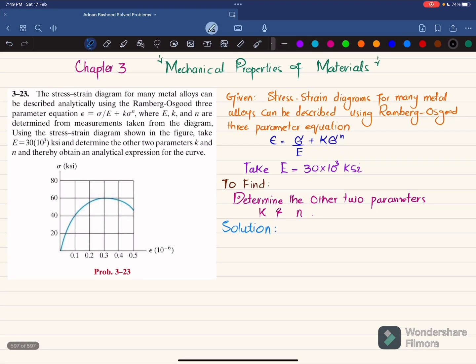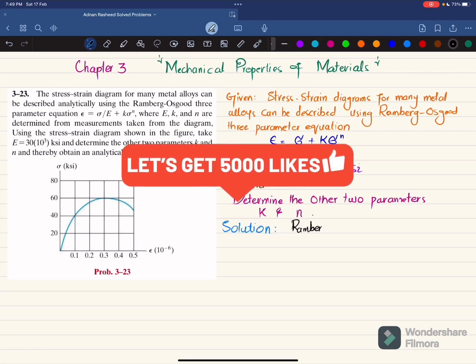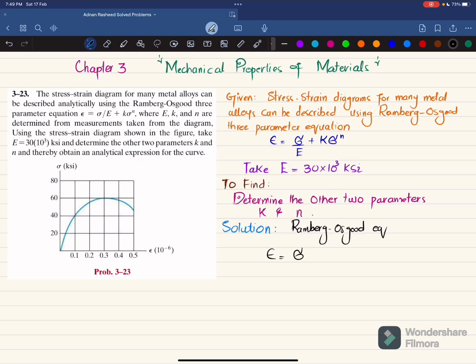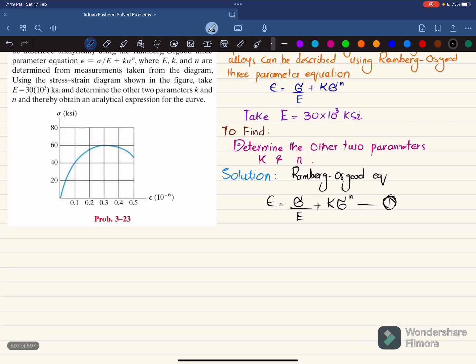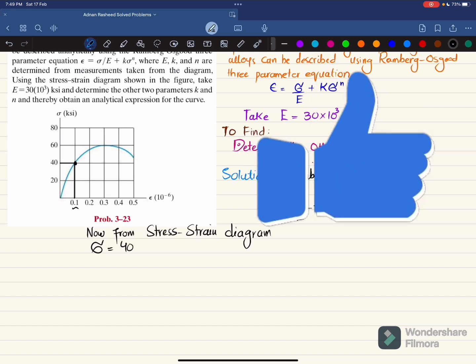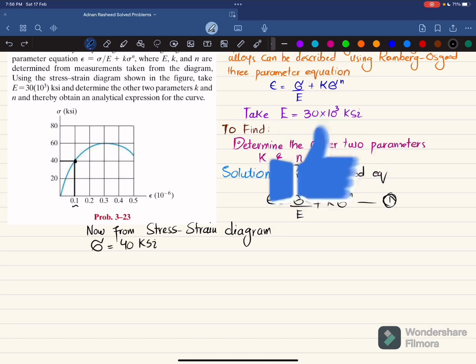So as per Ramberg-Osgood equation, we have strain is equal to stress divided by modulus of elasticity plus K into stress power N. This is your equation number 1. Clear? Now from the stress strain diagram, we will calculate the stress and strain. So you can see here, this is stress, which is 40. So as per this stress, we have strain 0.1. So if stress is 40 KSI, clear, and your strain is 0.1.